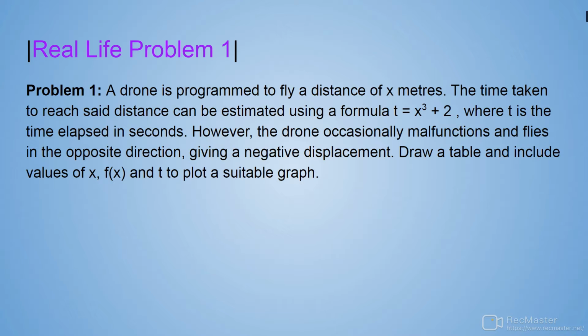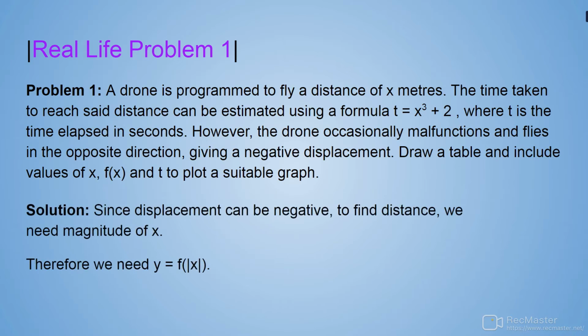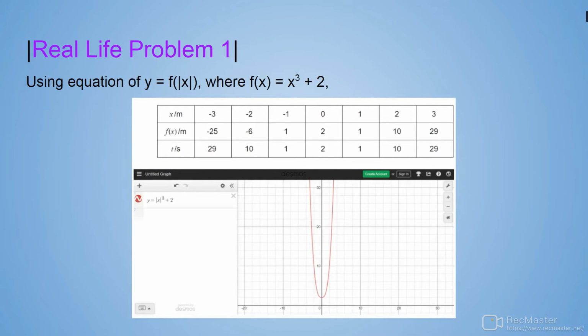Alright, so admittedly this isn't a great question since it involves having a bit of physics knowledge, but yeah, we're still going to have to do it. Since displacement can be negative, but we can't have a negative time or distance, we'll have to use modulus x to ensure that we get a positive result. Therefore, we'll be using y equals f(modulus x). So using the equation y equals f(modulus x), where f(x) equals x cubed plus 2, here we've got the table of values and drawn the graph in Desmos. So that's that.